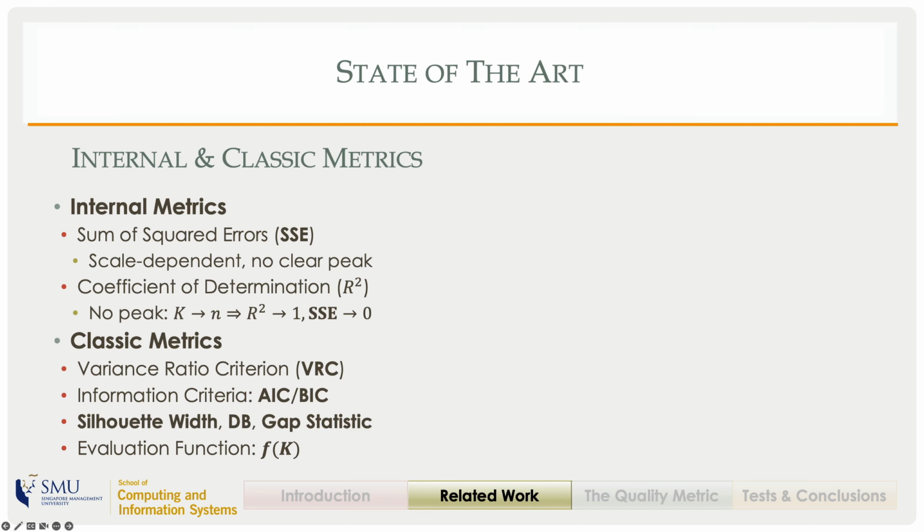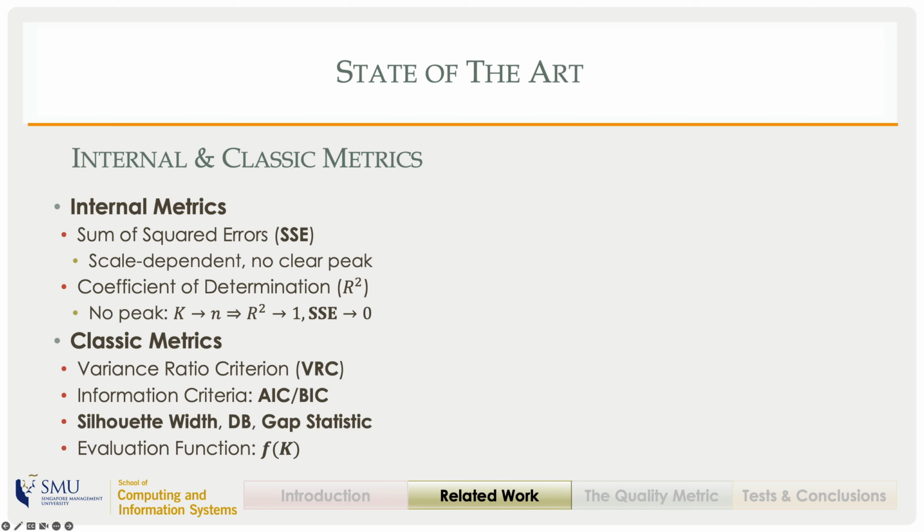Then there are classic metrics. There are a few of them. Variance ratio criterion, which will turn out to be one of the better ones. It is defined similar to the F statistic in ANOVA. It is the ratio of the between and within sums of squares. So it's a ratio of two variances. The best value for the number of clusters will be the maximum, absolute or local, in the VRC distribution.